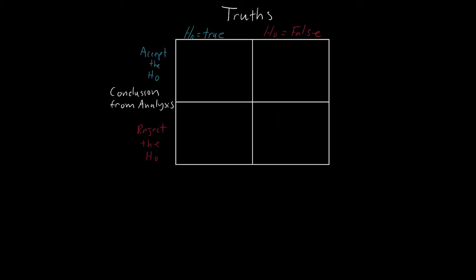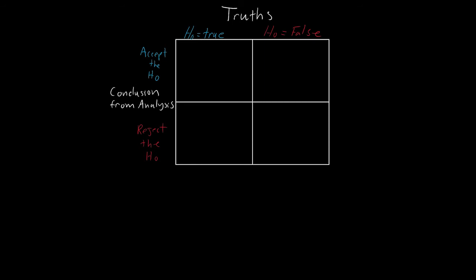So now let's look at this figure to see if we can summarize all we just said and have a better intuition. The top here is our truth: the truth is either that the null hypothesis is true or that the null hypothesis is false. And then we can conclude from our analysis that we either accept the null hypothesis or we reject the null hypothesis. So let's look at this top left corner.